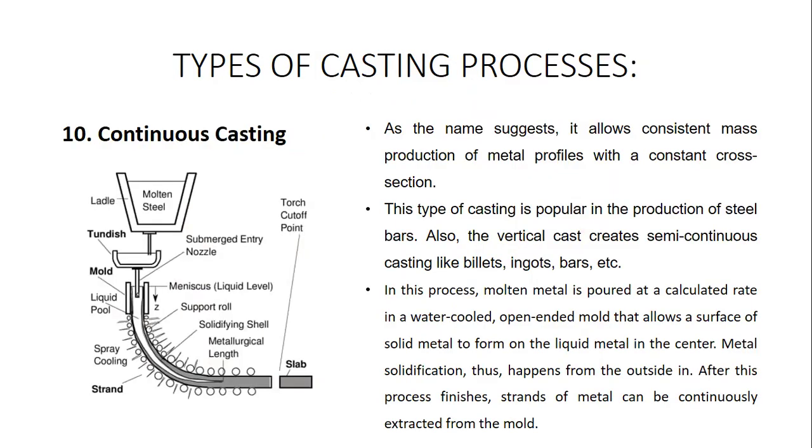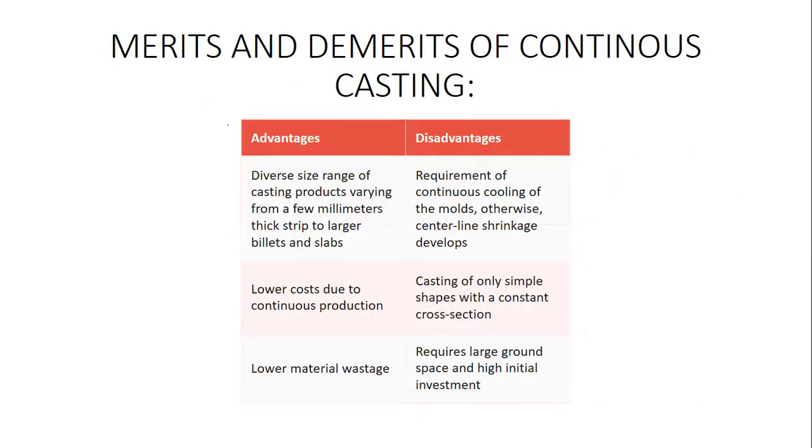Next type is continuous casting. This method is used for mass production of metal profiles with a constant area of cross section. Normally, steel billets and steel bars can be made by continuous casting. In this process, a different range of metal billets and slabs can be produced with varying sizes.